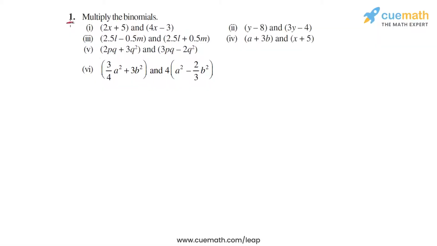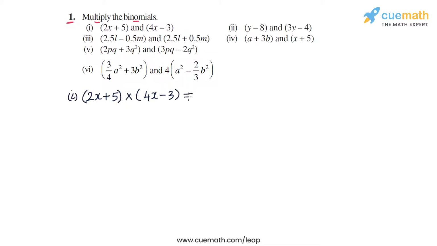In question 1 of this exercise, we have to multiply the binomials given in each part. So let's start with the first part. In this part, we have to multiply 2x plus 5, this is the first binomial, with 4x minus 3, which is the second binomial. So we will apply the distributive law and we will expand this product.